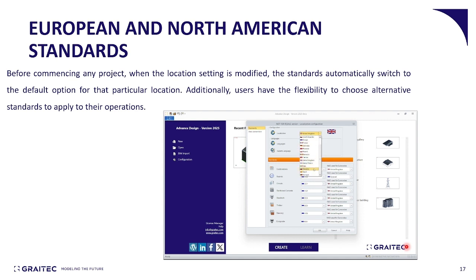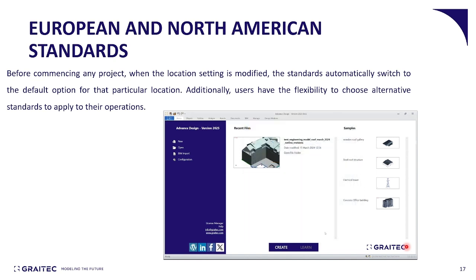So here we are changing the location from the United Kingdom to the United States. As you can see, the standards have been selected automatically. But now I'm changing to Canada. Again, the codes have been selected automatically to the Canadian ones. However, the user, for specific operations, can change to another norm.